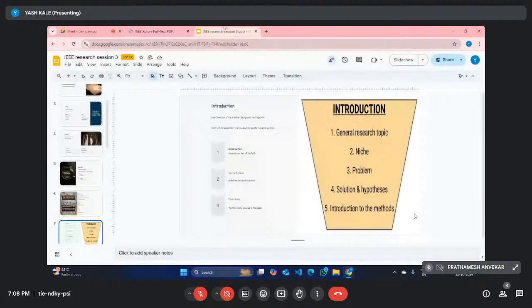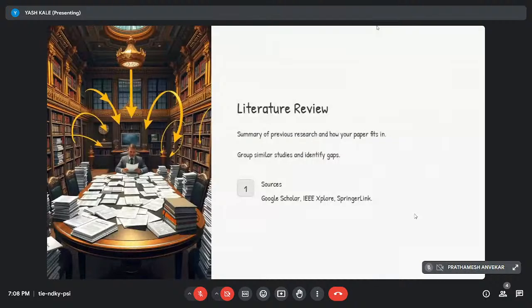So the next important component is the literature review. The literature review is where you discuss the previous research related to your topic. This section helps you position your work within the existing body of knowledge. A good literature review groups similar studies together and then identifies the gaps that your research aims to fill.